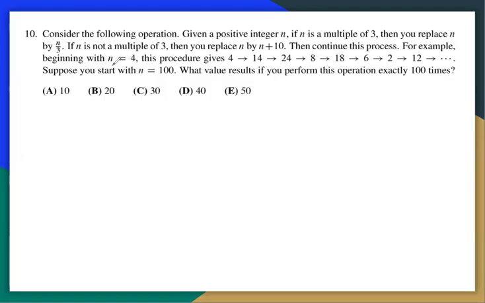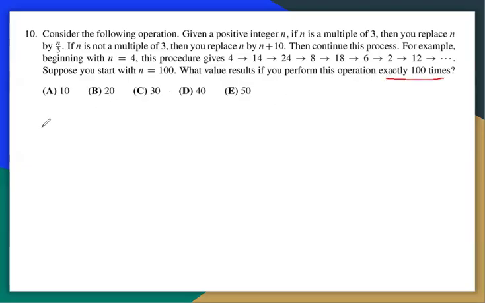For example, if you start with 4, since that's not a multiple of 3, you just add 10 to get 14. This is not a multiple of 3 either, so you add another 10, you got 24, but this is a multiple of 3, so you divide by 3, you got 8, and you just keep doing this. If you start with 100, what value results if you perform this operation exactly 100 times?